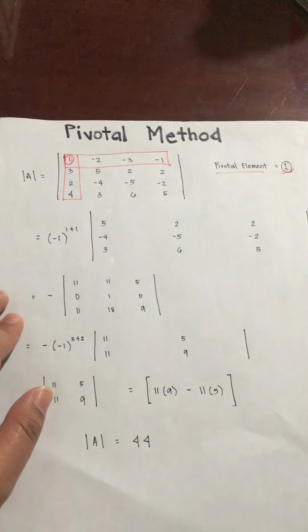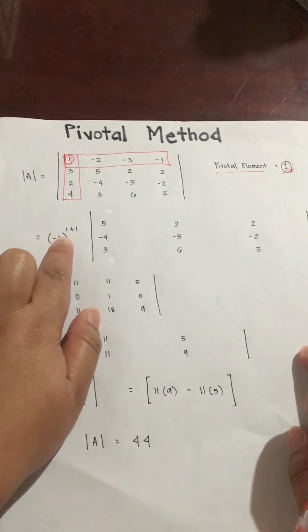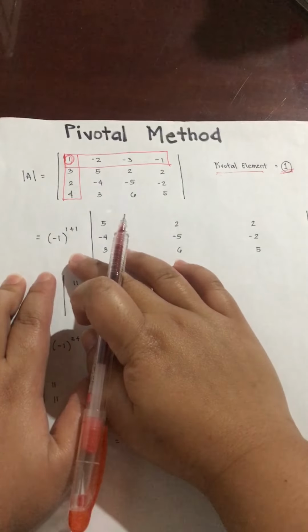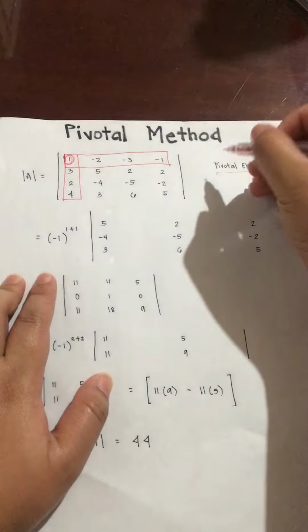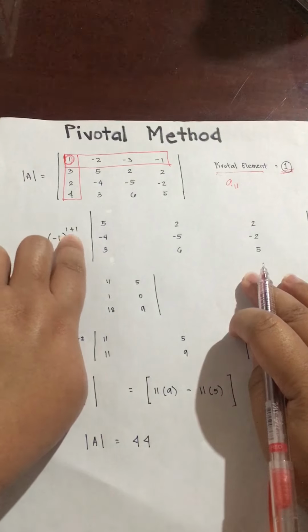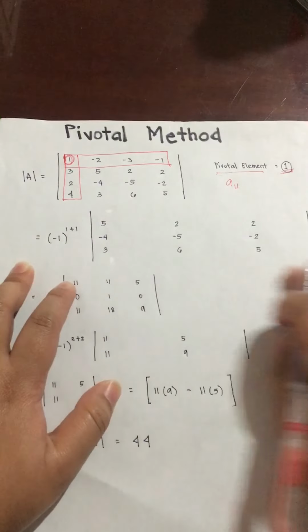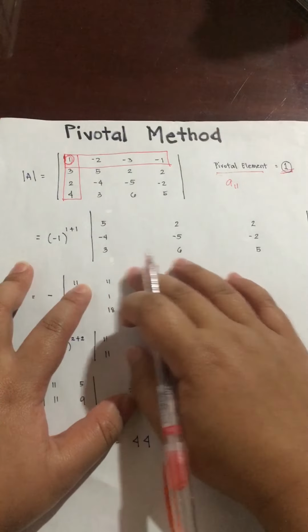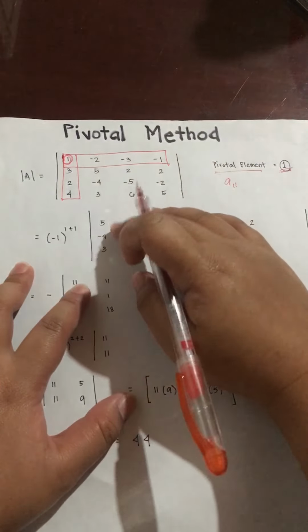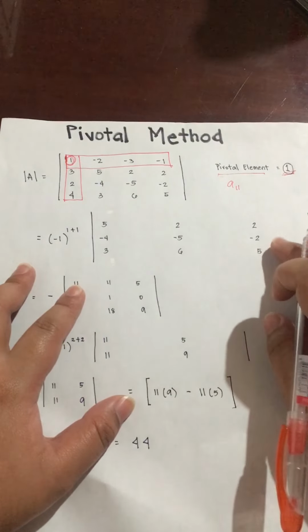The next step is the solution. In our solution, there is always a negative 1 raised to the sum of the position of the pivotal element. The position of our pivotal element is row 1 and column 1. So, our position is A1,1. So, bale, ang ating position here is negative 1 raised to 1 plus 1. Next is i-write natin, isusulat natin yung tatlong rows na natitira, which is yung 5, negative 4, 3, 2, negative 5, 6, 2, negative 2, and 5.